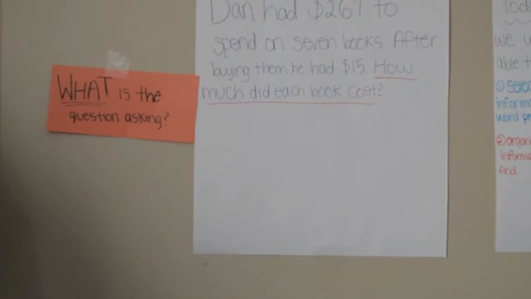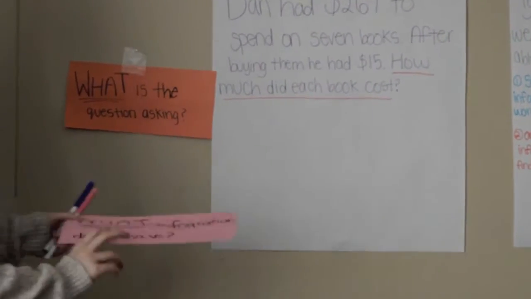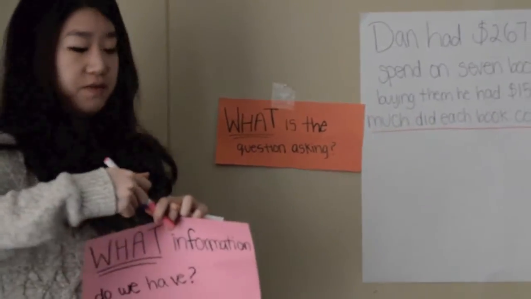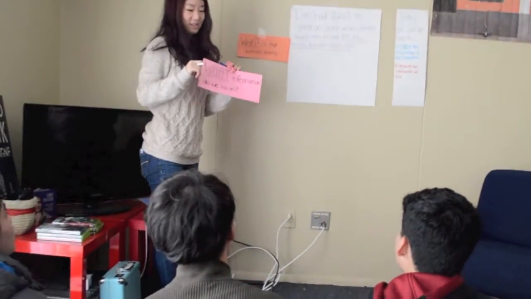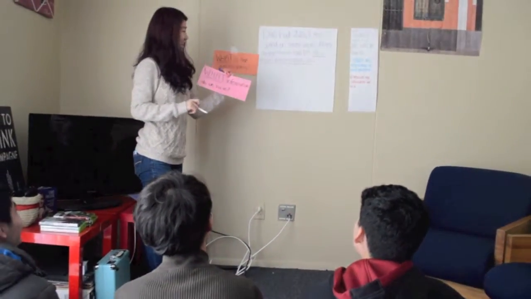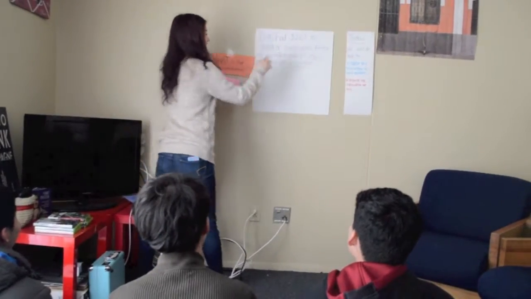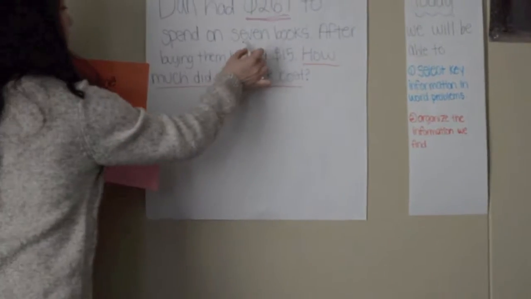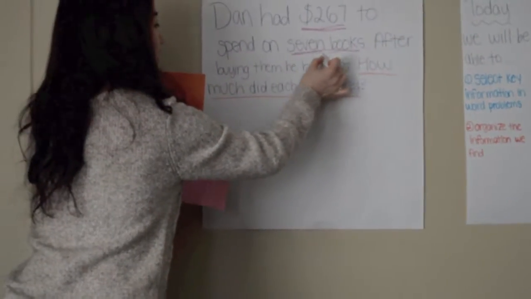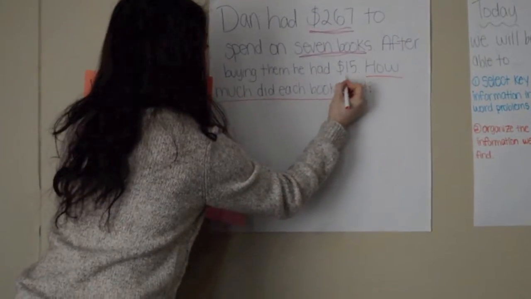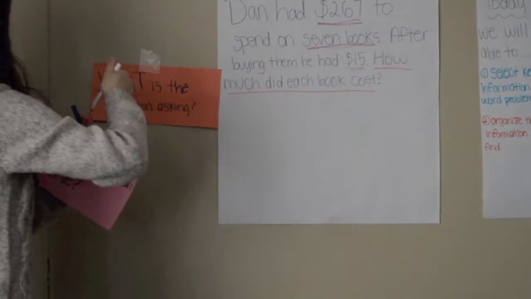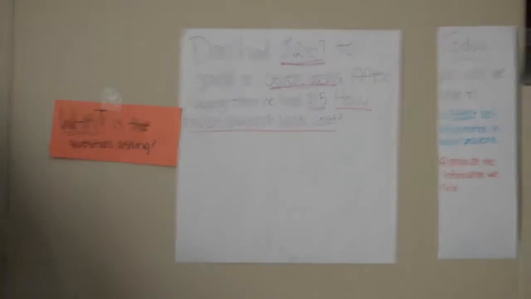The second thing we want to consider is, what information do we have? Can someone tell me what information we have to solve the problem? Yes, Samuel? We have that Dan had $267. And what else? He bought 7 books. And that he had $15 left over. Awesome. That's great.